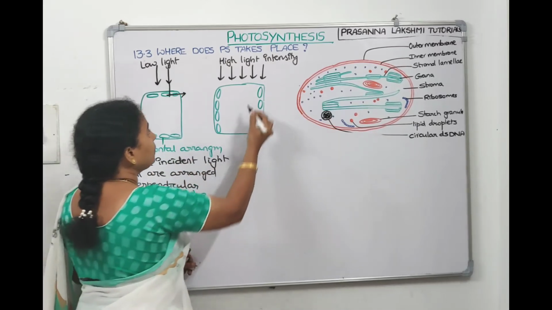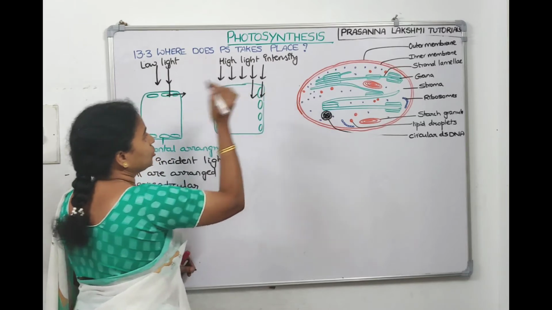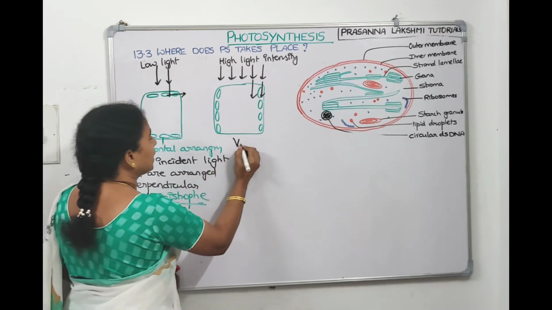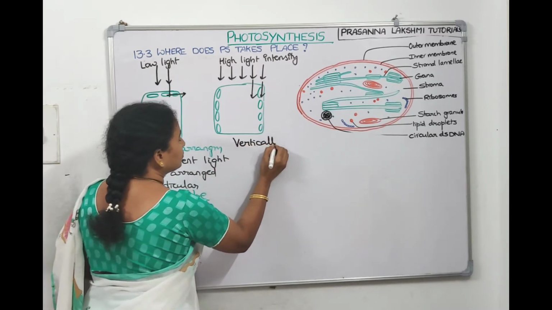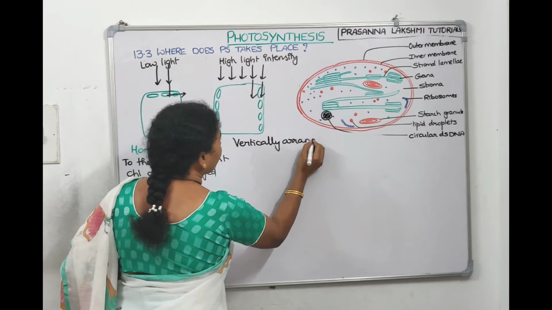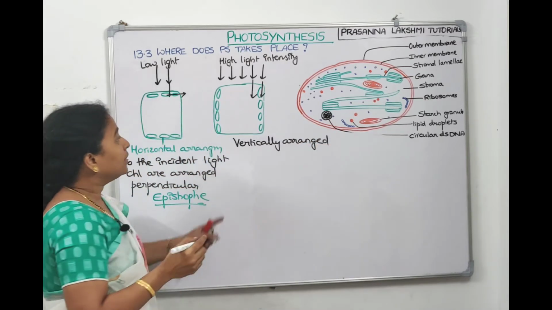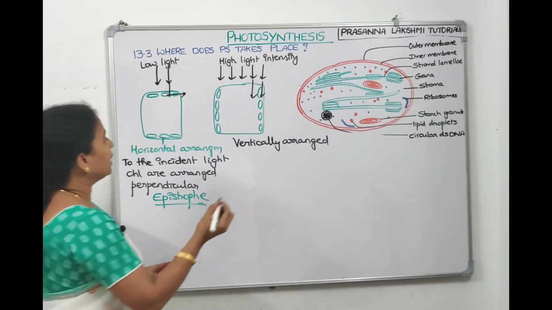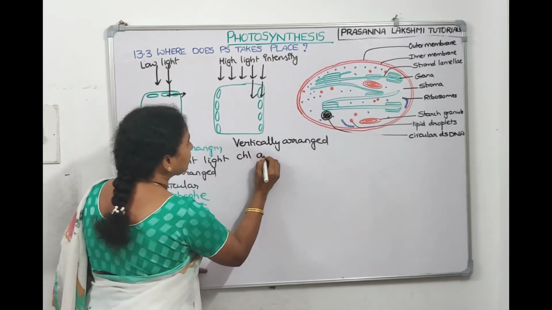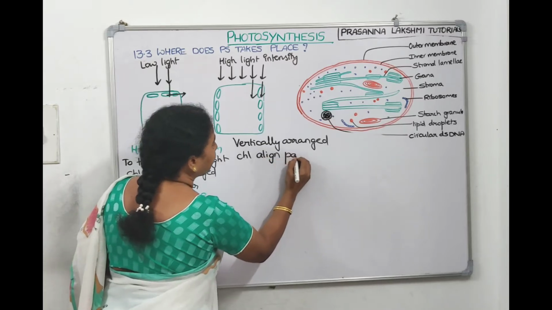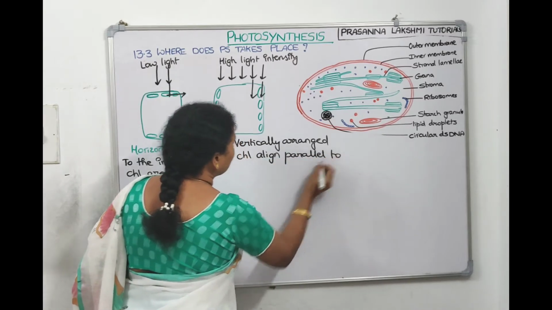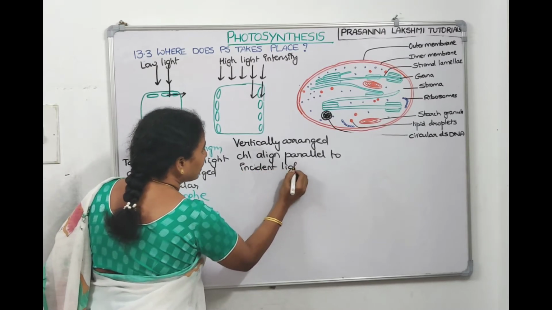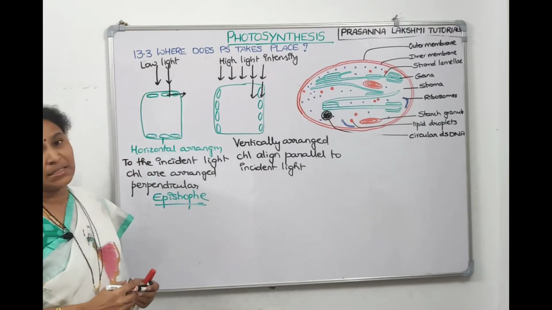They are parallel to the light intensities. So this is a light ray, and to the light ray they are arranged parallel. Here they are horizontally placed, here they are vertically arranged. They are vertically arranged and parallel to the incident light. Here they are perpendicular to the incident light. Here the chloroplasts align parallel to the incident light.